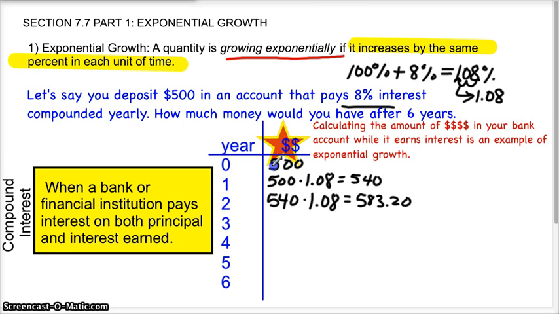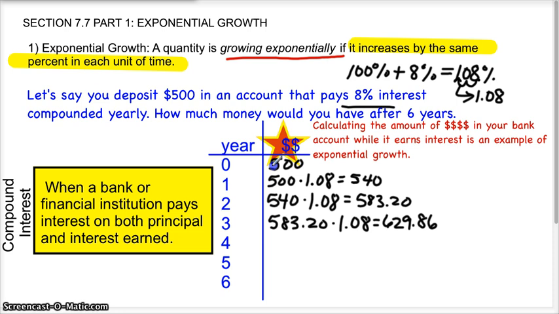$583.20. I'm going to start my next year with the $583.20, and to find how much I have at the end of the third year, again, I'll multiply it by 108%, and I'll find that at the end of the third year, rounding to the nearest penny, I have $629.86.